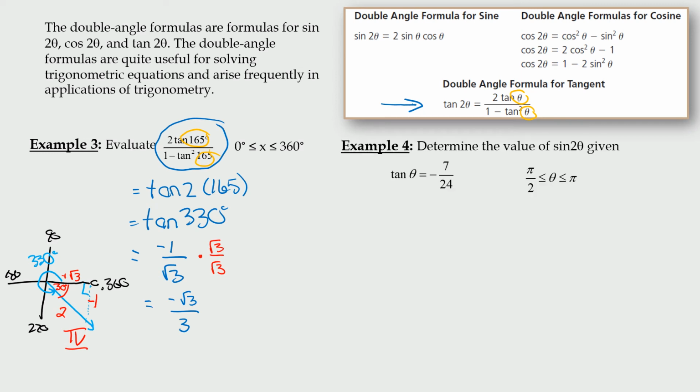Example 4. Determine the value of sine 2 theta given this tan value. And look at our domain here. This is a different domain. Between pi over 2 and pi.